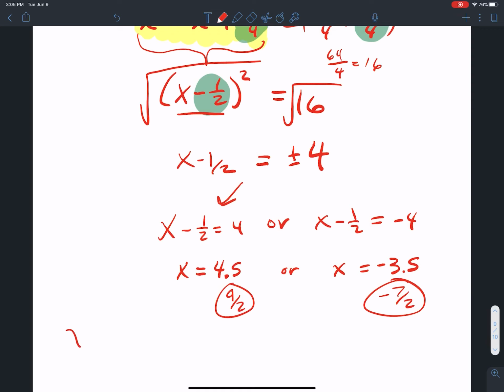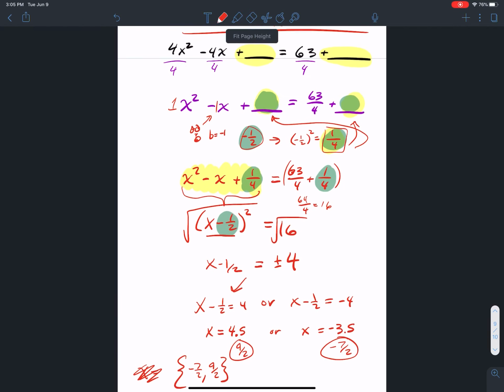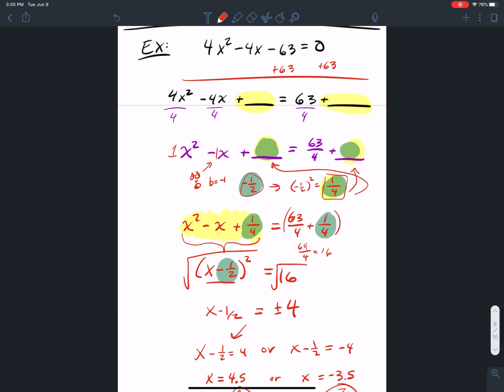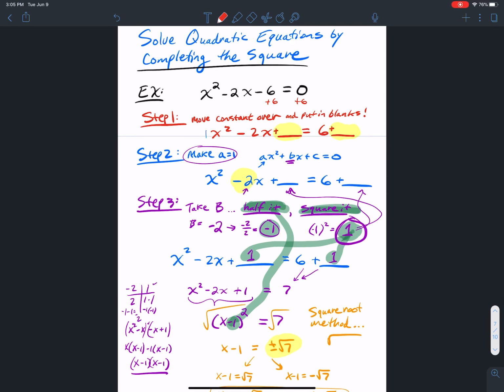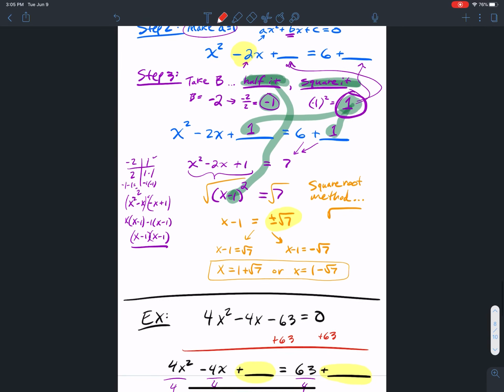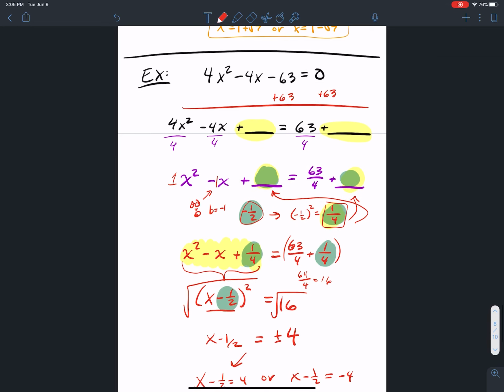Okay, so my solution set is negative 7 over 2, comma 9 over 2. Close up my solution set. Okay? So hopefully this kind of gives you an idea of what to do here. All right? So step by step, going through completing the square.